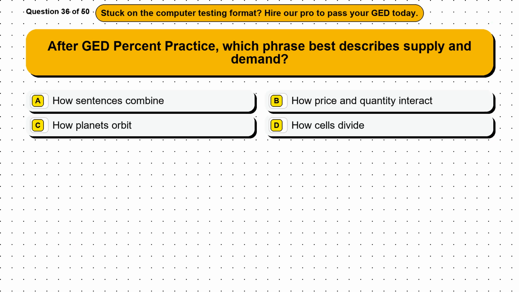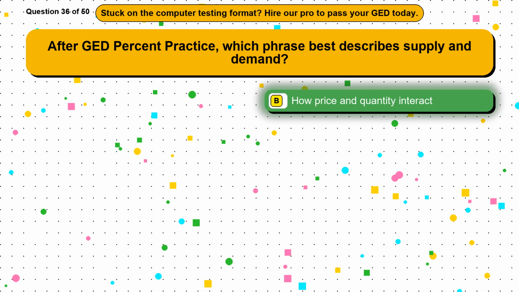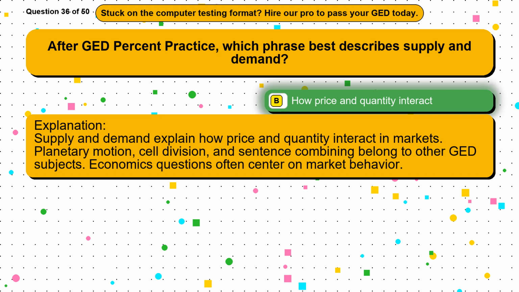Question 36. After GED Percent Practice, which phrase best describes supply and demand? Option A, how sentences combine. Option B, how price and quantity interact. Option C, how planets orbit. Option D, how cells divide. The correct answer is option B, how price and quantity interact. Supply and demand explain how price and quantity interact in markets. Planetary motion, cell division, and sentence combining belong to other GED subjects. Economics questions often center on market behavior.